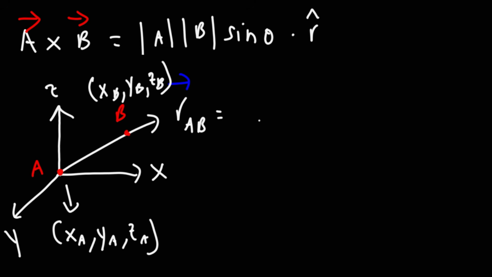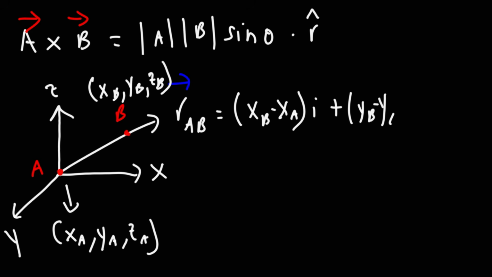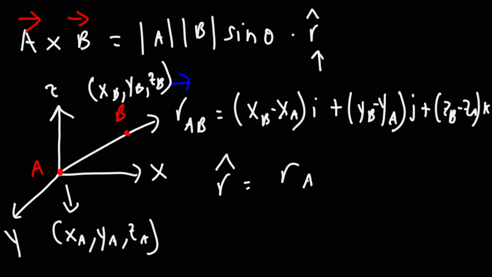So to determine the position vector, you just need to take the difference between XB and XA. That will give you the X component of the position vector. Then YB minus YA will give you the Y component, and ZB minus ZA will give you the Z component. So that's how you can determine the position vector in unit vector notation. And once you have that, you can determine R hat, the unit position vector, using this formula.